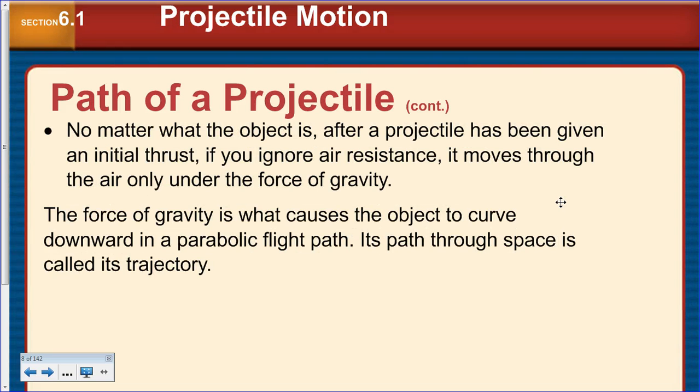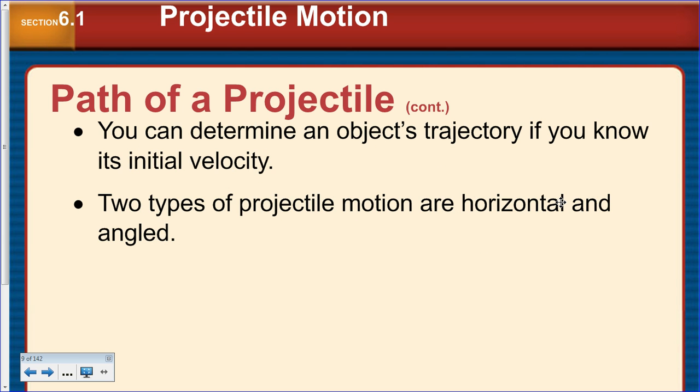So, no matter what the projectile is, after it has been given the initial thrust, if we could ignore air resistance, then it will move through the air with only the force of gravity acting on it. The force of gravity is going to pull it back towards the Earth in a parabolic path. Its path through space is called the trajectory. You can determine an object's trajectory if you know the initial velocity and the launch angle.